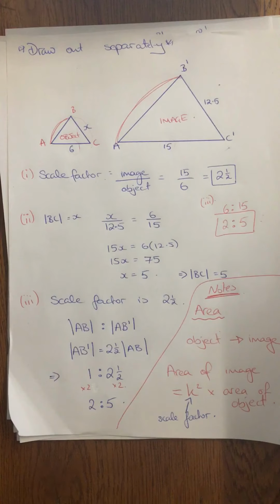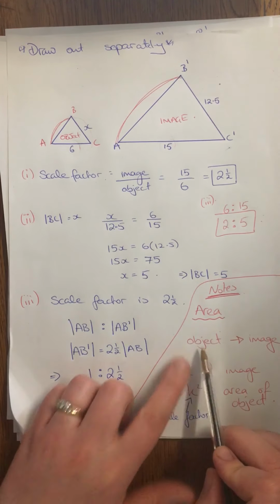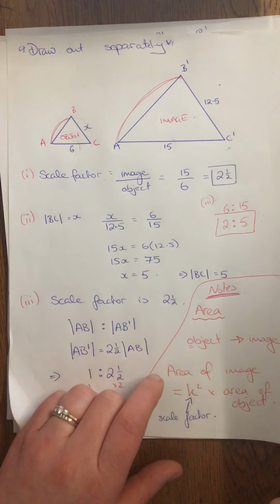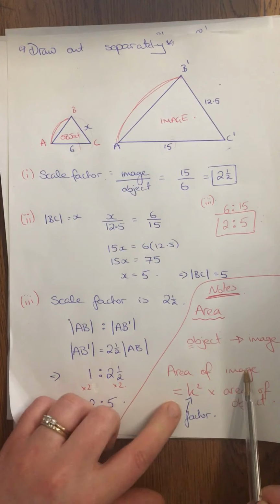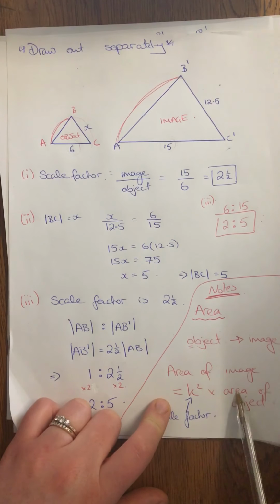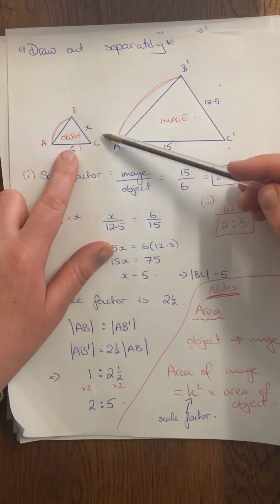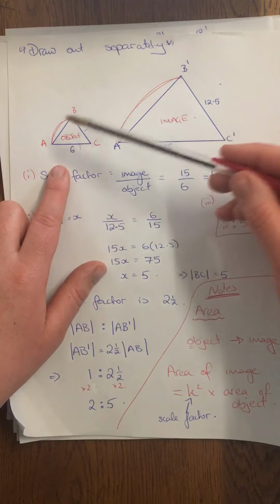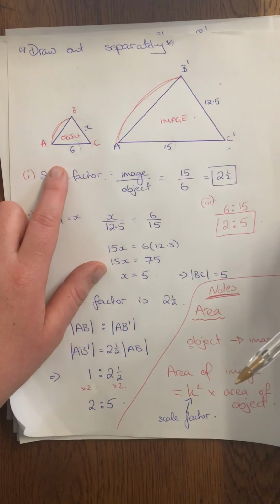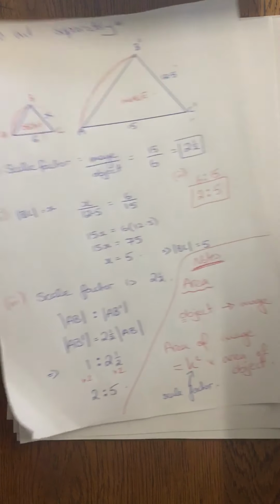Okay? Now, one last thing for today, lads, and it's just about the area. Remember, O for object, O for original, to go to the image. The area of the image is k squared times the area of the object. So to get the area of the image, the new one, you multiply this one by k squared. What's k again? K is my scale factor. Okay, so I'll just go through one example of that for you.